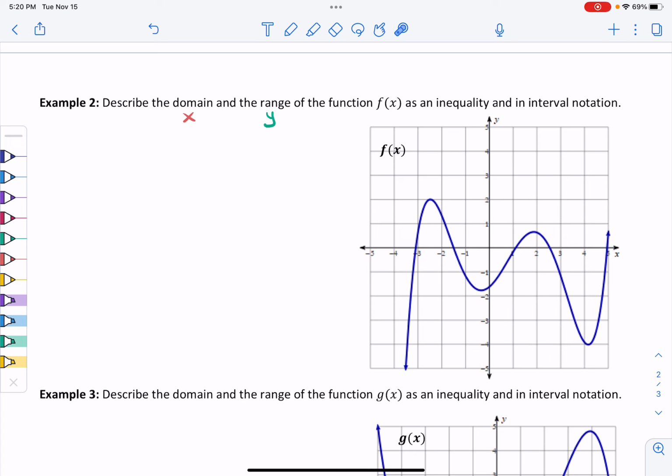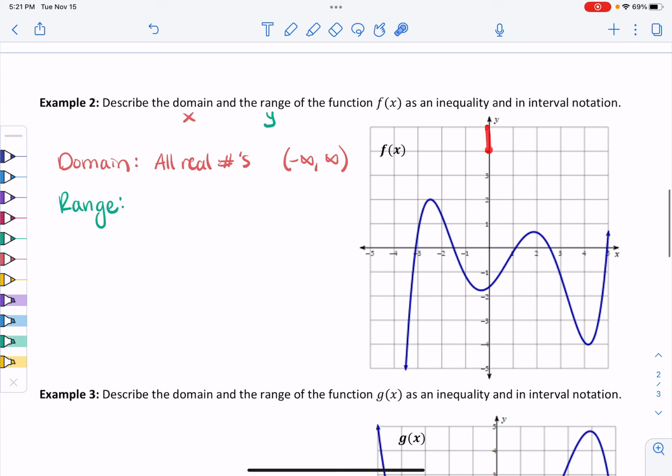So that means that my domain will be all real numbers, negative infinity to infinity.